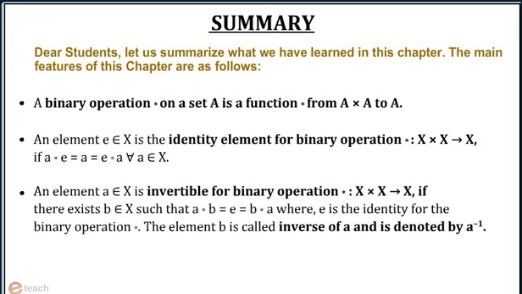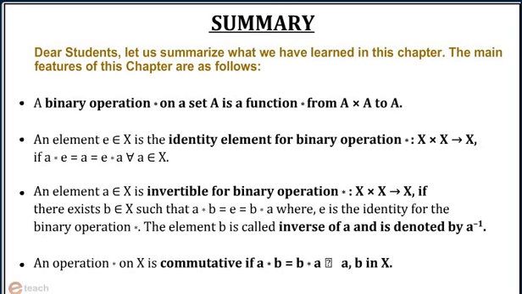An element a belonging to X is invertible for binary operation star defined from X cross X to X if there exists b belonging to X such that a star b equals e equals b star a, where e is the identity for the binary operation star. The element b is called the inverse of a and is denoted by a inverse.